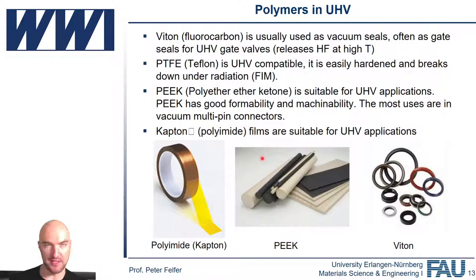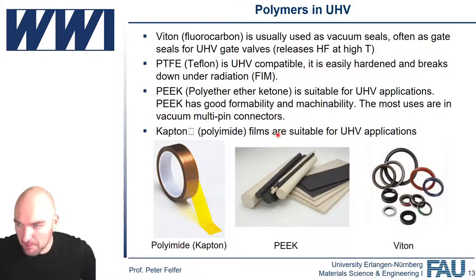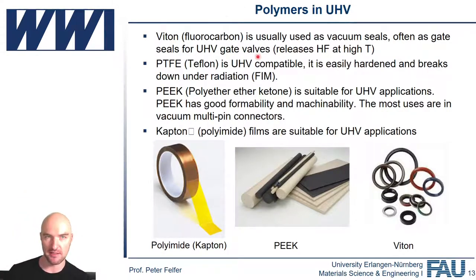We very often also need to use polymers. And with polymers, we essentially have polymers that we can use in high vacuum and polymers we can use in ultra high vacuum. And this is actually more or less the limit between high vacuum and ultra high vacuum. In high vacuum, we've got polymer seals, usually Viton seals. It's a fluorocarbon rubber. In ultra high vacuum, we usually have either Teflon, or a PEK or a polyimide. Polyimide in the form of Kapton or in the form of Vespel. They're just both trade names.